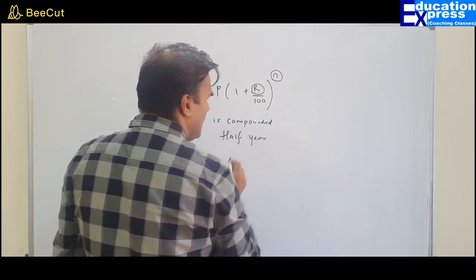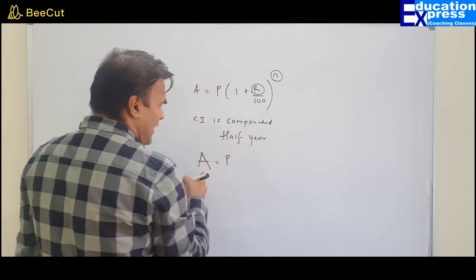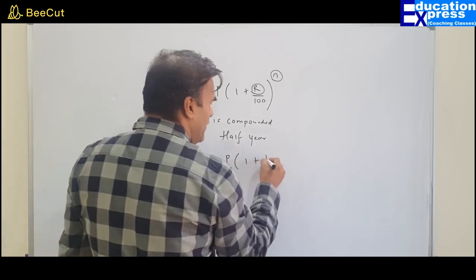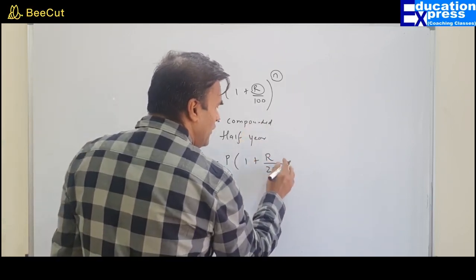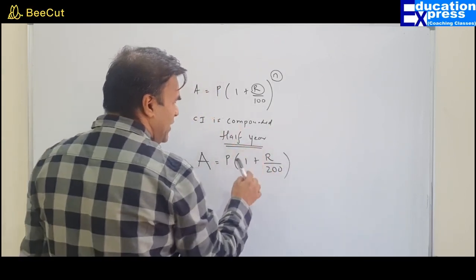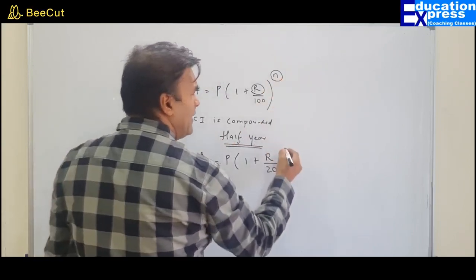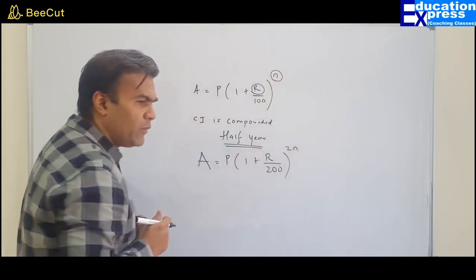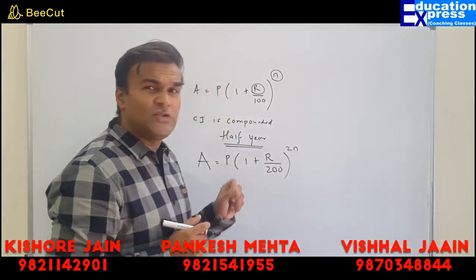Half yearly. Then in that case, my formula would be A equals P into (1 plus R upon not 100, but 200) raised to 2n. Remember, my dear friend, this is half yearly. So it will not be 100, it will be 200. And this will not be n, this will be 2n. So whenever they say the interest is compounded half yearly, ensure that you have used this formula.